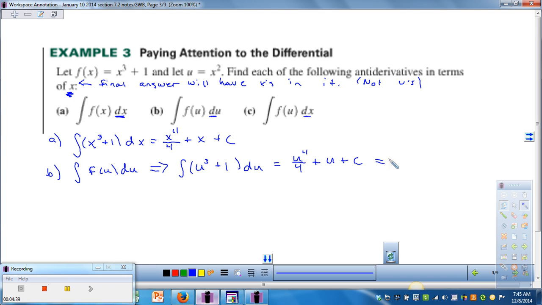So this says now go back to your x. So what is u equal to? U is equal to x squared. So we have x squared to the 4th over 4 plus x squared plus b.